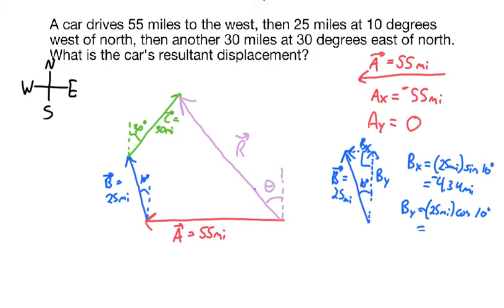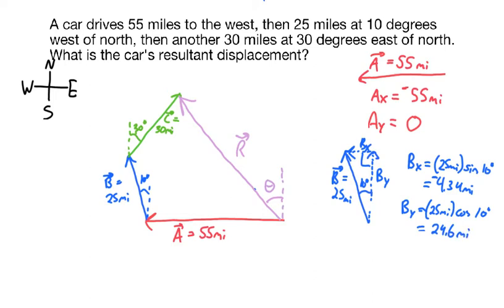Cosine is used to find y because it's the adjacent side on this triangle, adjacent to the 10-degree angle anyway. And that's going to give us 24.6 miles.